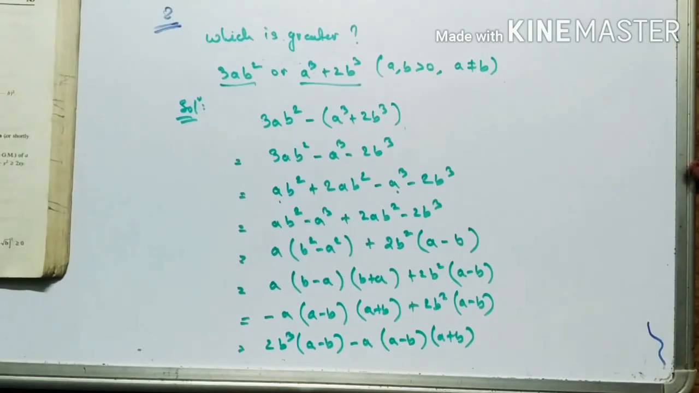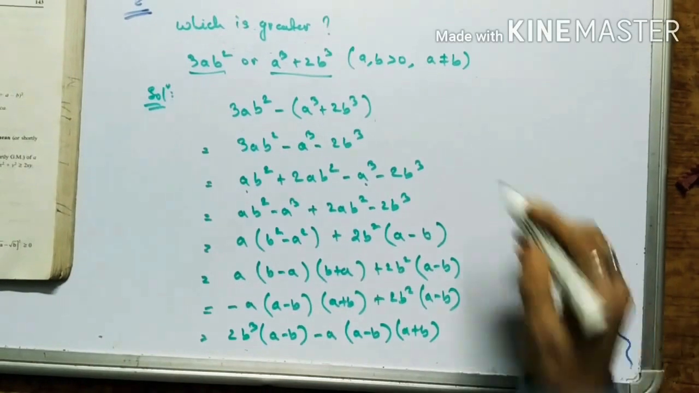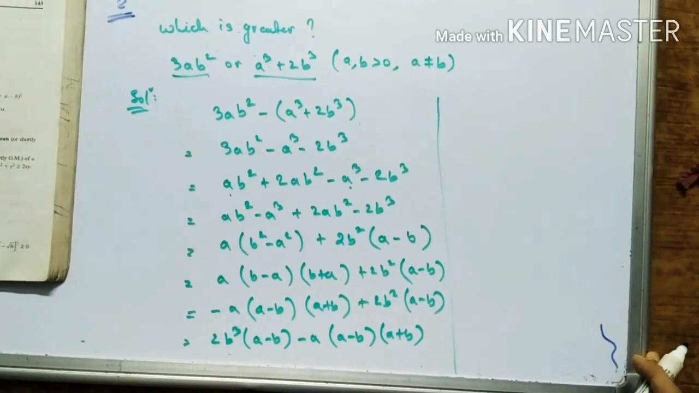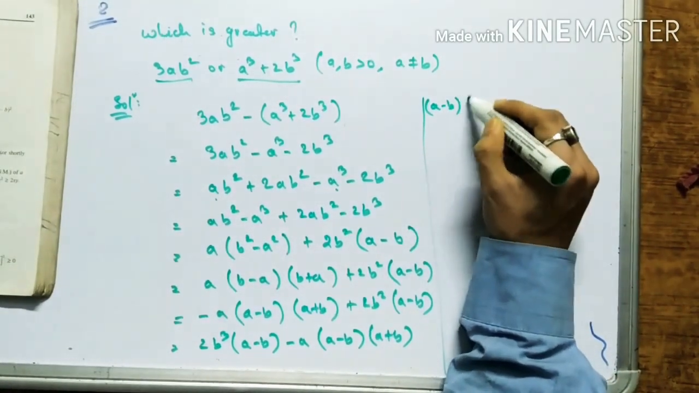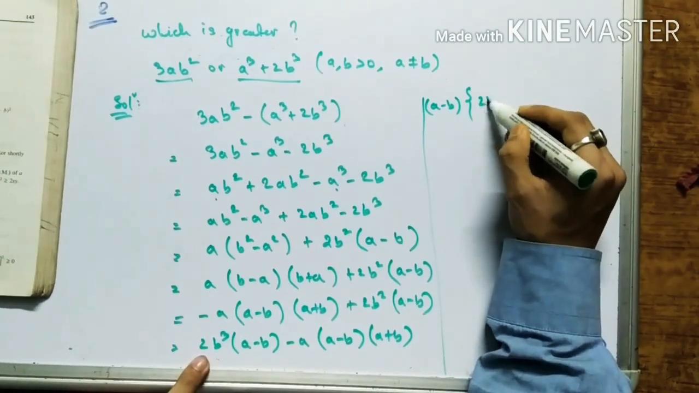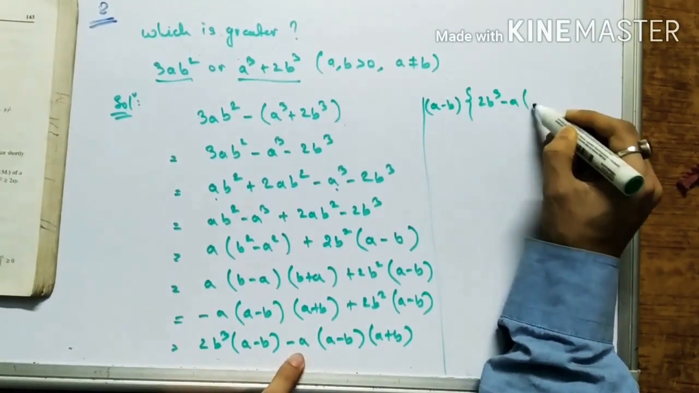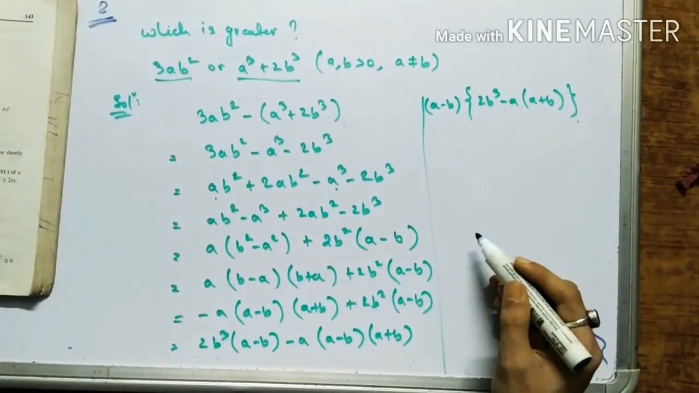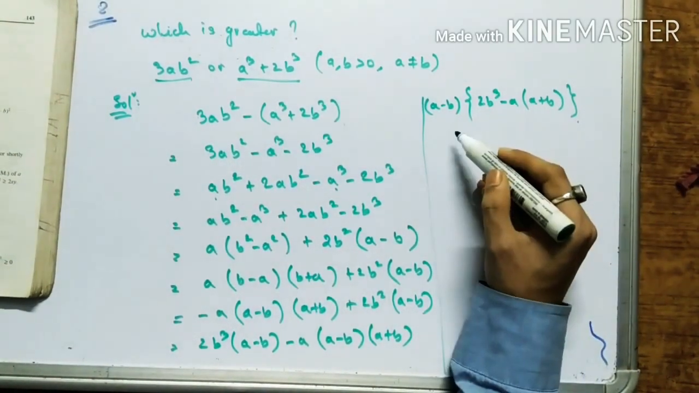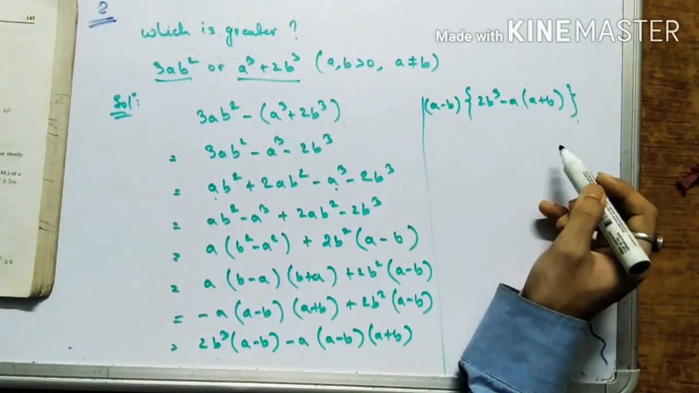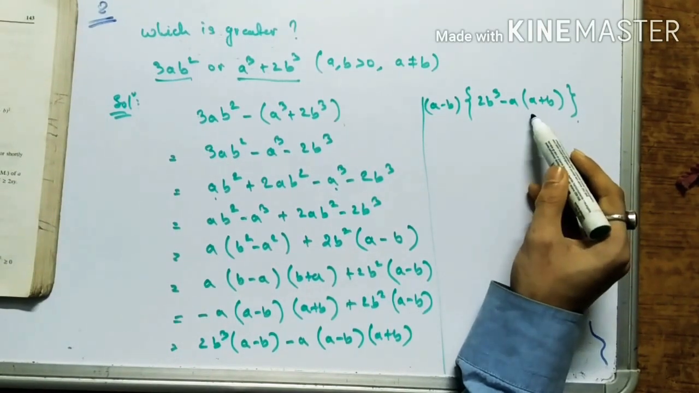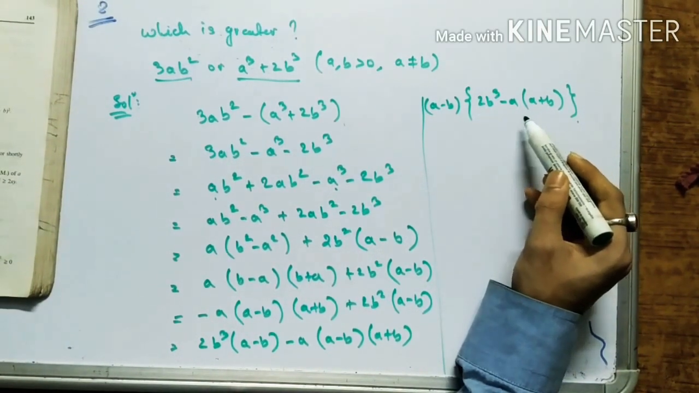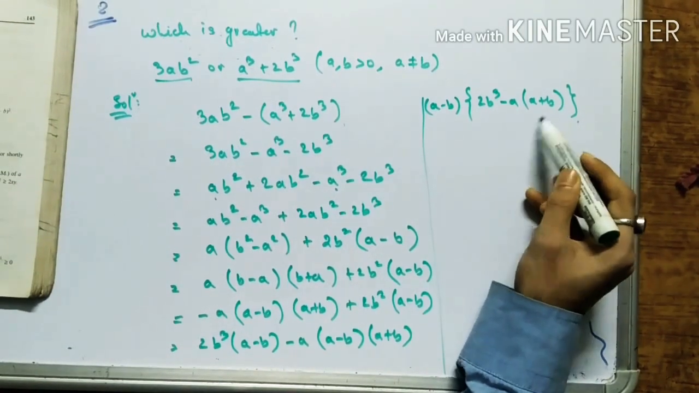Now next what I will do, I will take a minus b common. So this is your a minus b common. So I will get 2b cube minus a plus b.